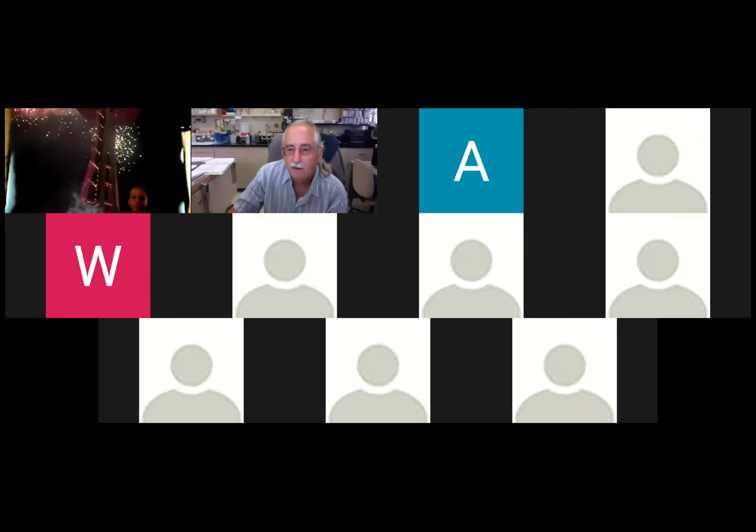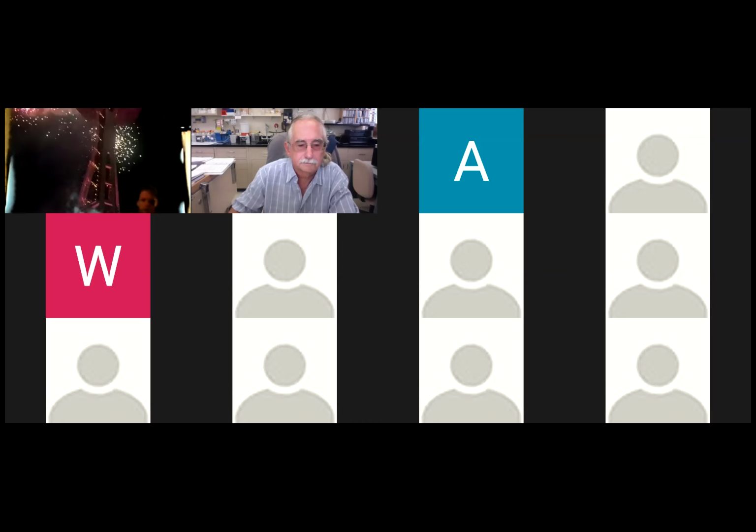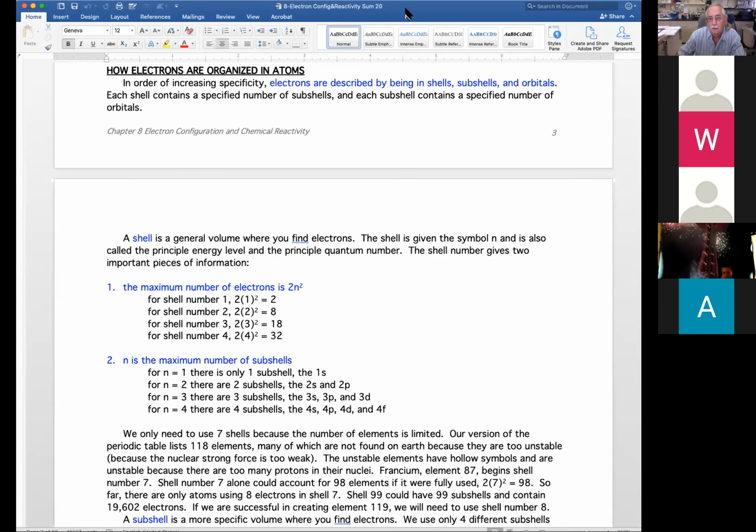Okay, so I understand that electrons are being categorized into shells, subshells, and orbitals. But it seems like there's a lot of overlapping between those terms. And as I understand it, the electrons are classified into these shells, but the shells don't describe the position of the electron. They describe the energy level, right?